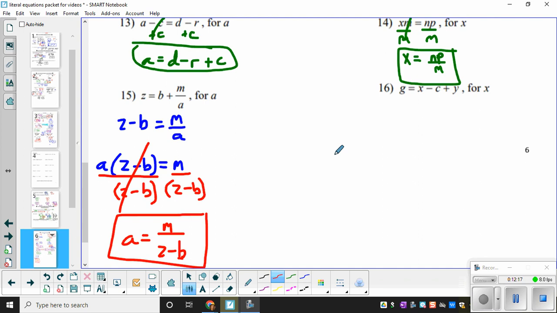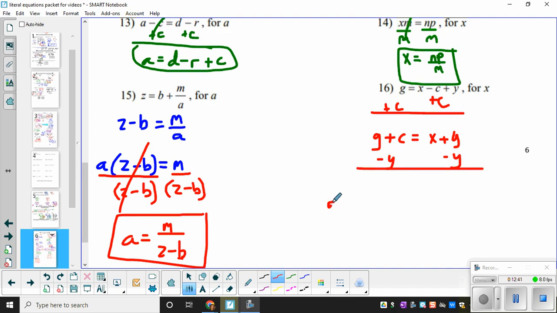All right, and we're on the last one here for page 6. So if I'm trying to solve this for letter x, I'm going to add the c to both sides. So I've got g plus c equals x plus y. And now to get x all by itself, I just need to minus y and minus y from this side. So we're just going to leave it as g plus c minus y, and that equals x. And we've solved it for x.